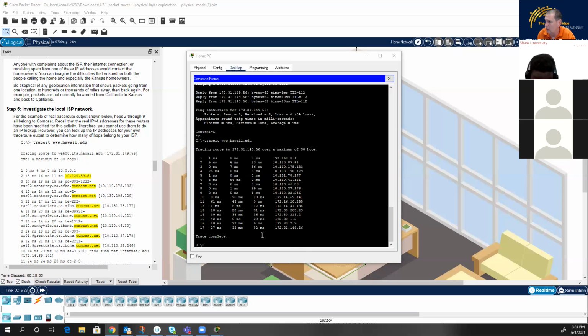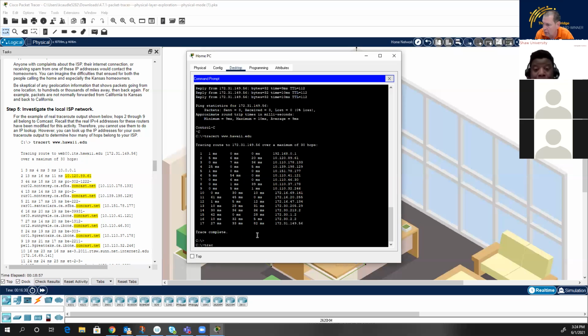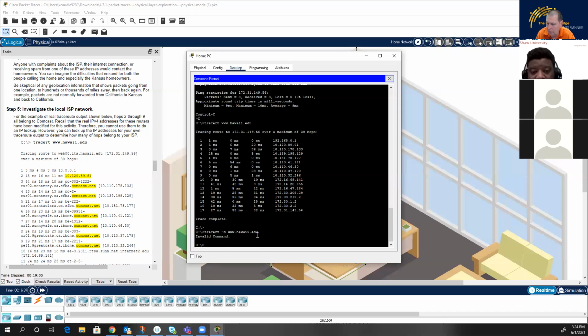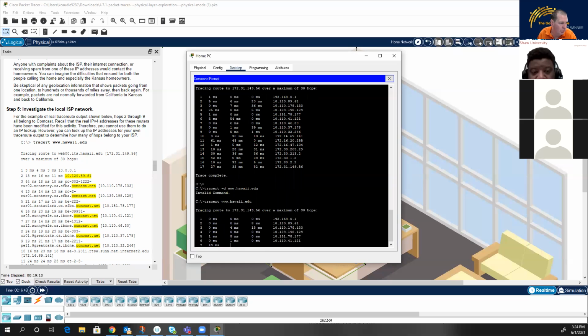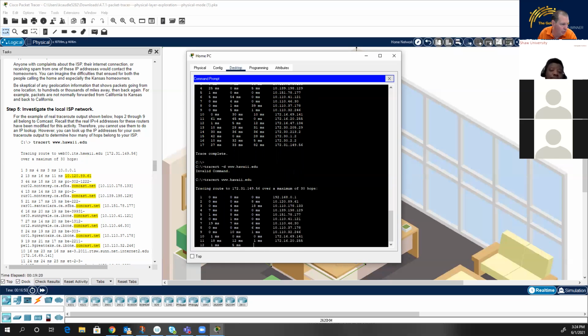Okay, so let's try this. I think, let's see if they implemented it. If it implemented it correctly, then, oh, see, they're not allowing the switch that actually allows you to resolve the host names, the addresses of the host names.